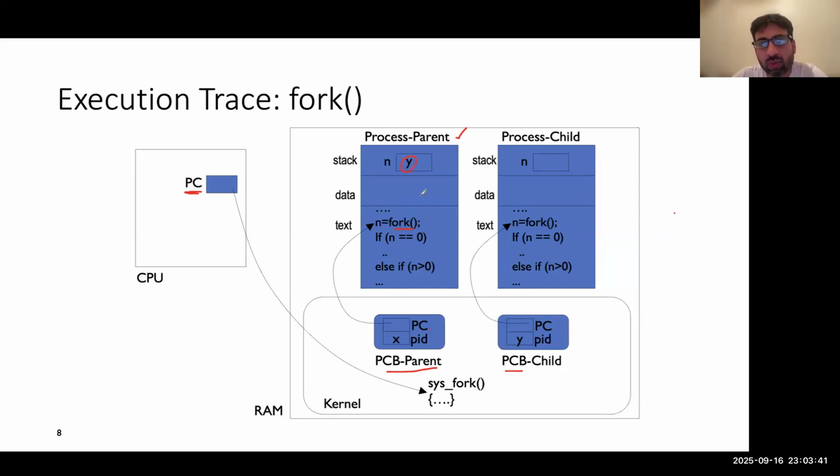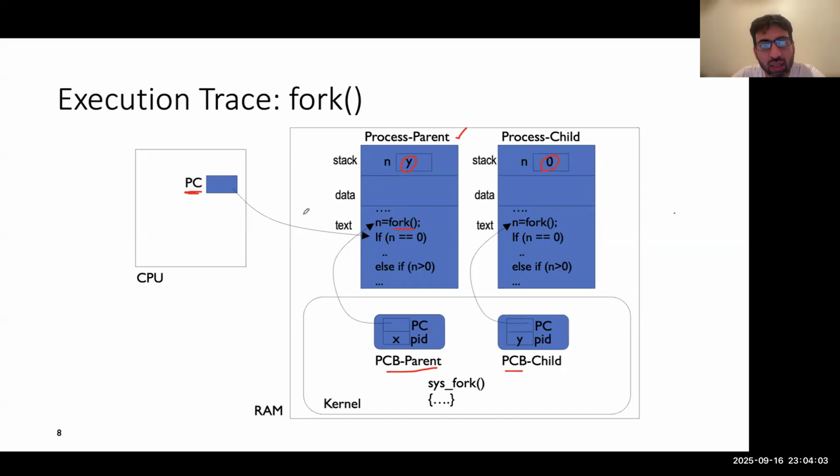In the parent address space, n is set equal to y, and in the child address space, n is set equal to 0. Let's say we have a single processor, a single core, so we can run only one process at a time. And let's say that our parent process continues running, and the child process needs to wait.